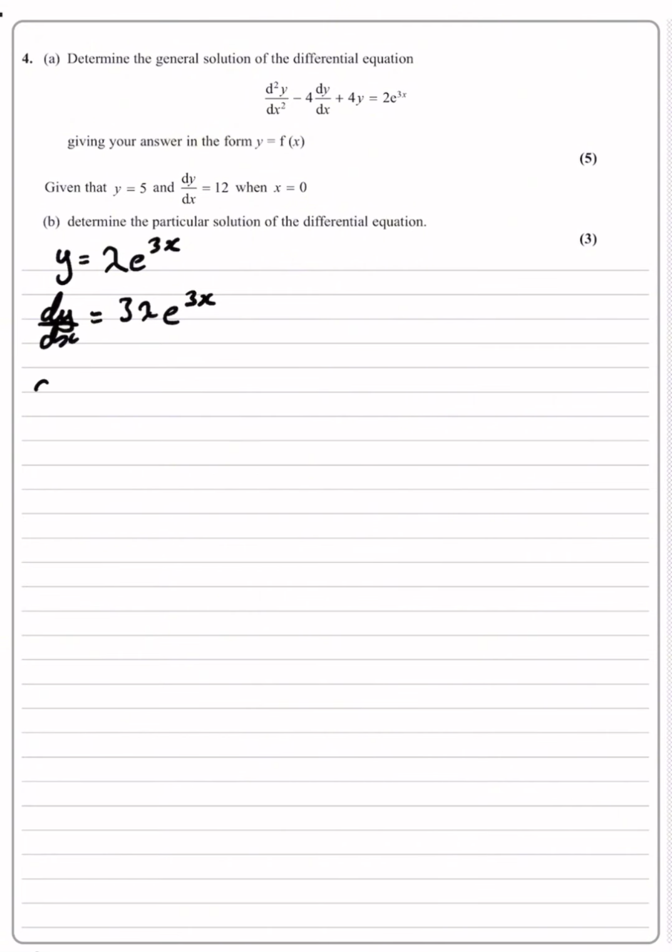Putting y is equal to lambda e to the 3x. Differentiating it twice. And plugging that in, we'll get 9 lambda e to the 3x minus 12 lambda e to the 3x plus 4 lambda e to the 3x is equal to 2e to the 3x.